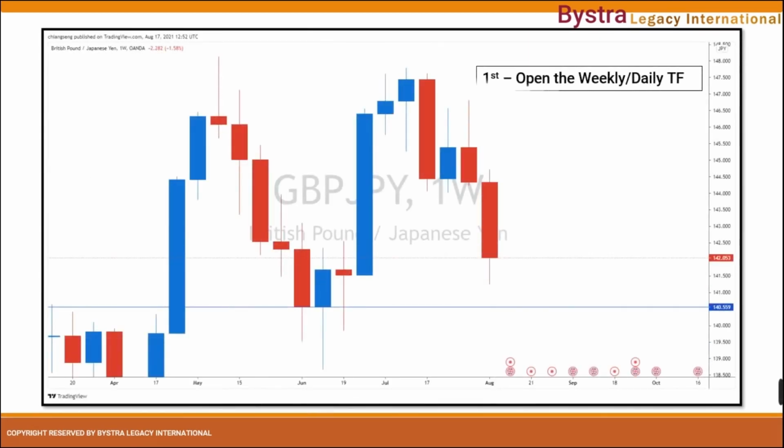Okay, I have GBP JPY on the weekly time frame. So this will be our example. As you can see here, this is a strong V, which is the support. So first we open up the weekly or the daily time frame. In this case, it's the weekly for the GBP JPY pair.